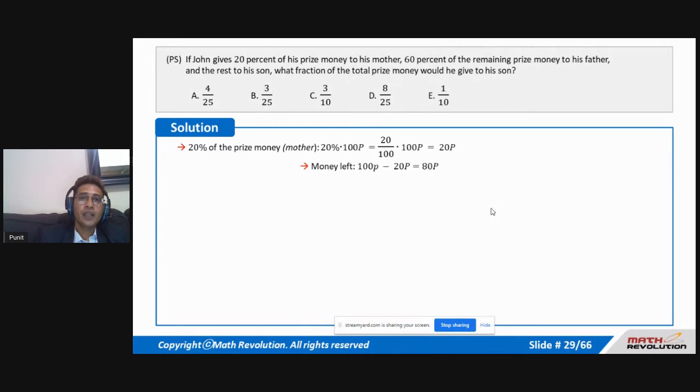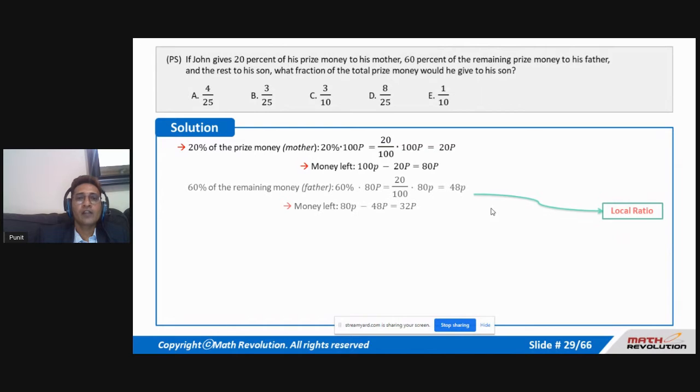Out of this 80p, 60% has been given to the father. 60% of 80p would be 48. So now 48p, now this is a concept of the local ratio. Earlier it was 100, out of which 20% was given, that means 20 was given, 80 is remaining. Now this 80 has become the whole. So this is a local ratio application. A part becomes the whole.